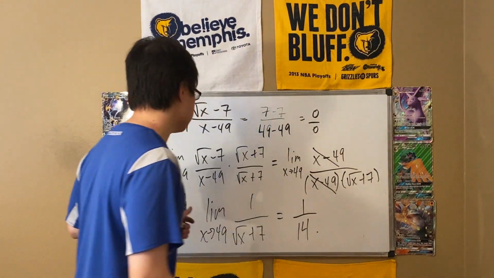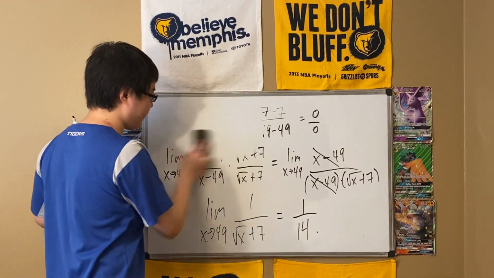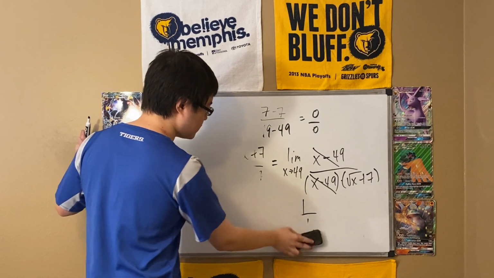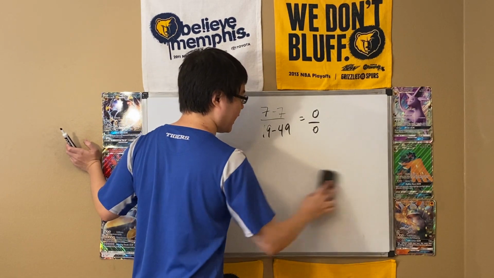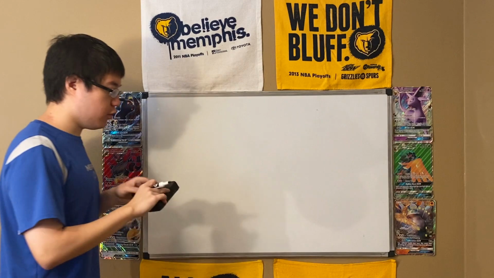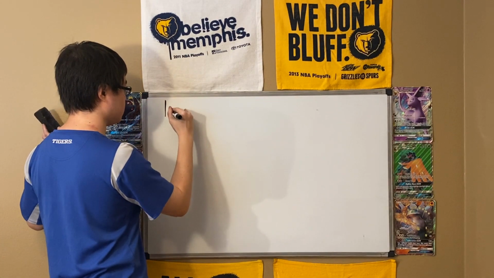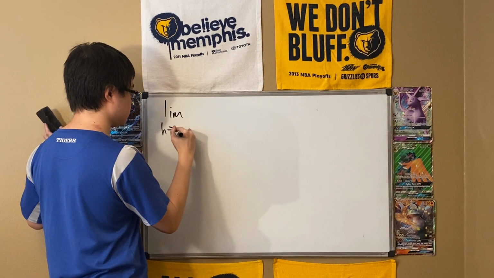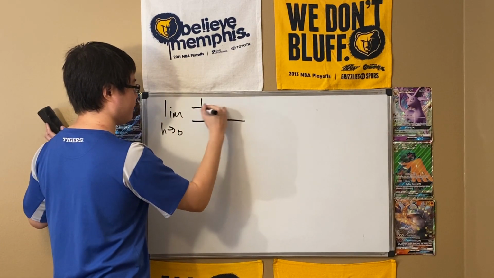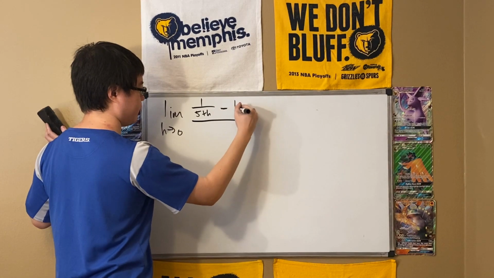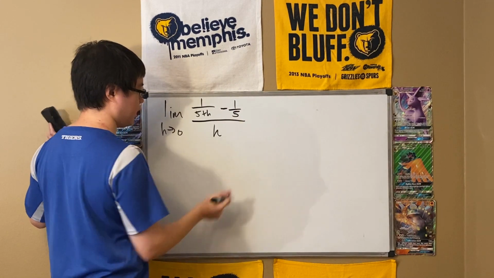So the last normal question I'm going to do involves fractions. Fractions can be intimidating, but we have dealt with fractions in the past, so hopefully we will be able to solve this question. So I'm going to go back to the h's, and I'm going to have the limit as h goes to 0 of 1 over 5 plus h, minus 1 over 5, and then it's going to be h on the bottom.